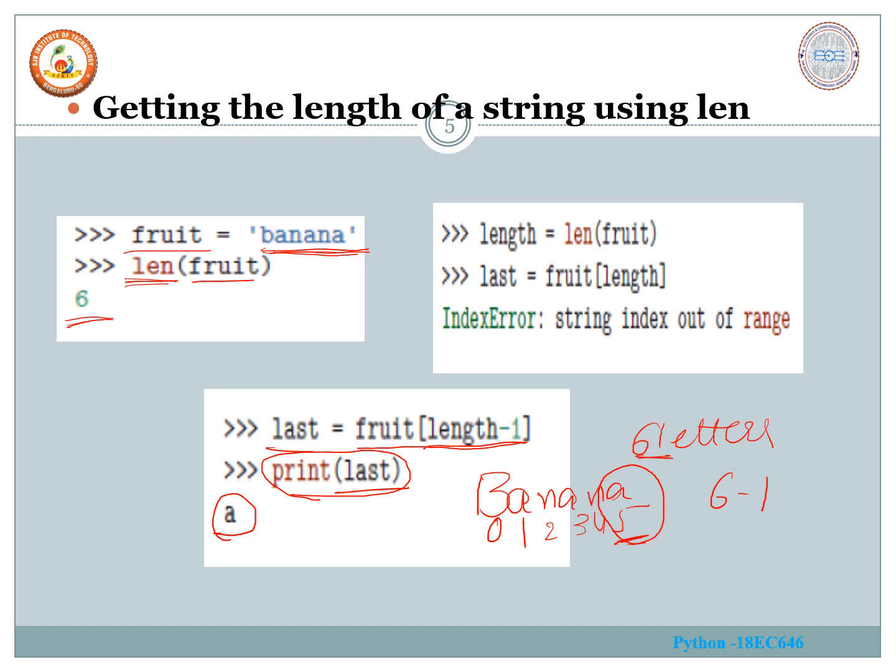Whenever we are trying to find the last character, we are not supposed to give the length directly. As I told you, we are supposed to mention length minus 1. If at all we mention fruit of length, since indexing starts from 0, that would refer to a 7th character, and 7 characters are not there in the given string, correct? There are only 6 characters, and it will definitely show the index error saying that the string index is out of range.